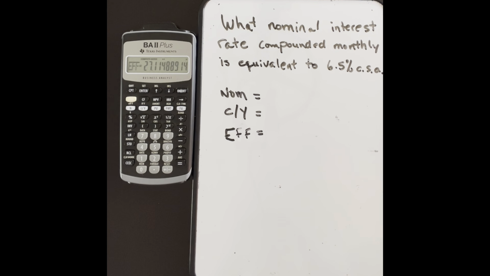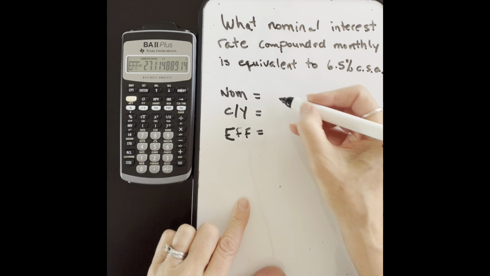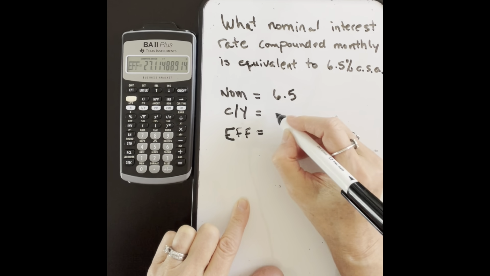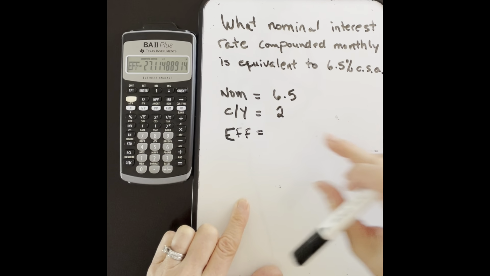You may also be asked to change a nominal interest rate to another nominal interest rate, so not an effective interest rate. For example, it says what nominal interest rate compounded monthly is equivalent to 6.5% compounded semi-annually. In order to do this, you're going to convert this to an effective rate. So our nominal rate is 6.5% compounded semi-annually, and let's find the effective rate.